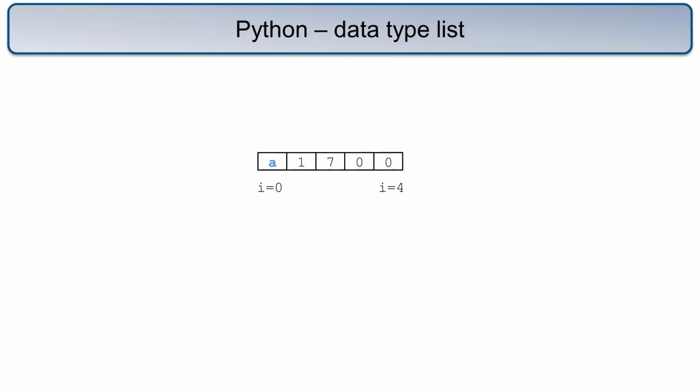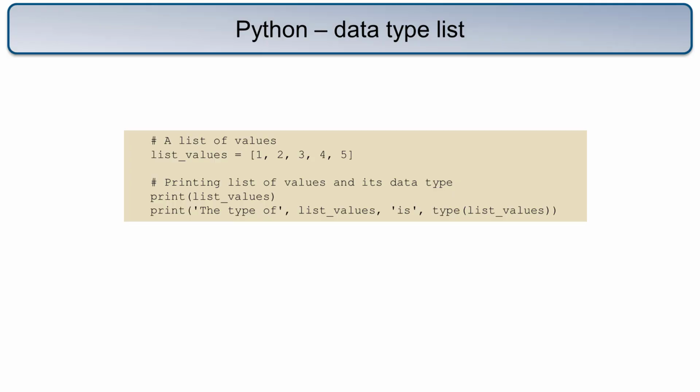A list is mutable, which means that the content in the list can be altered after it has been created, as in this example, where the value on index 0 has been changed to a variable instead. Here is another example of using a list. Now try to implement this program and run it. Can you find out what data type is printed out?